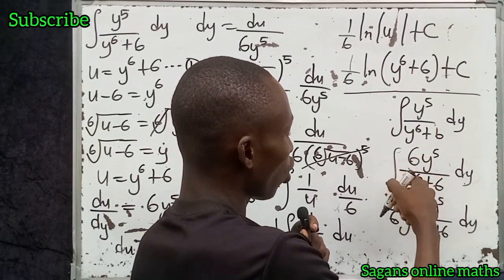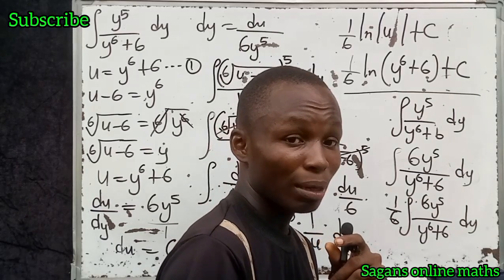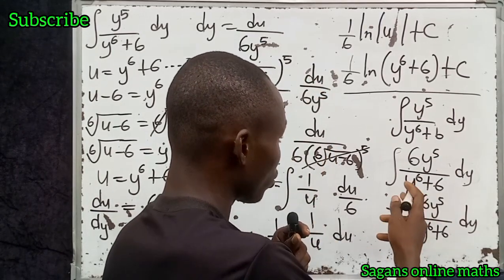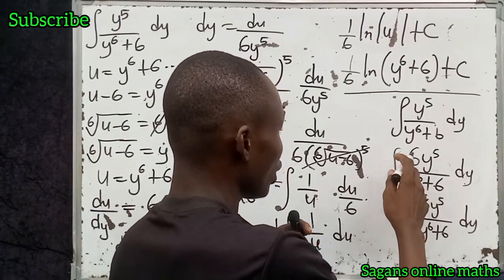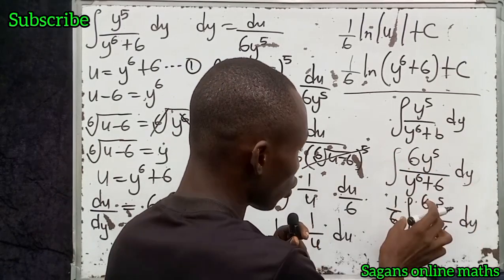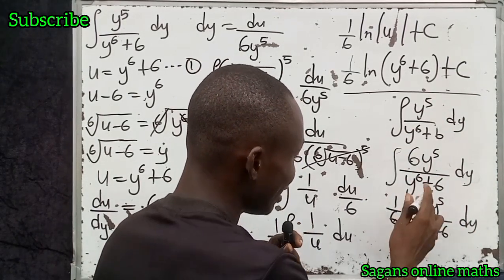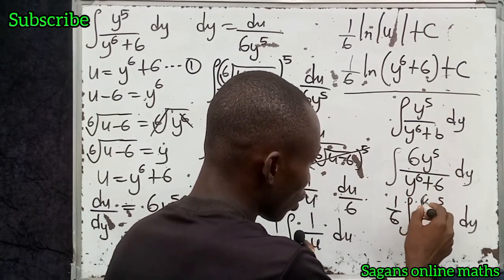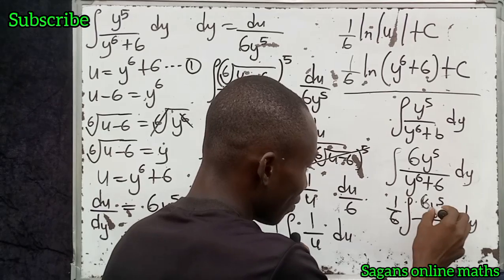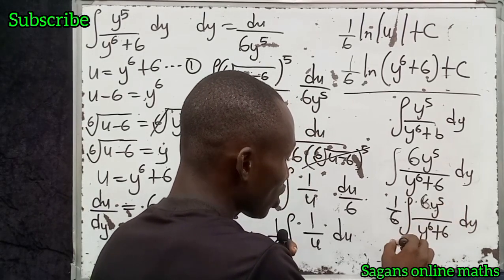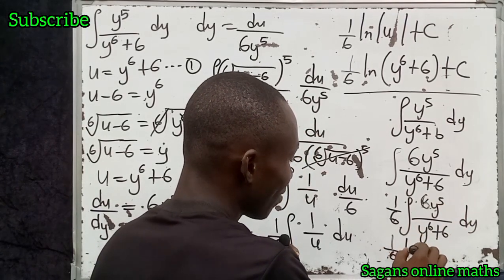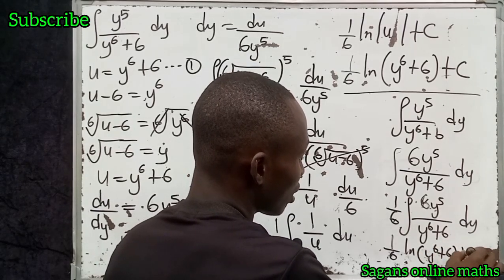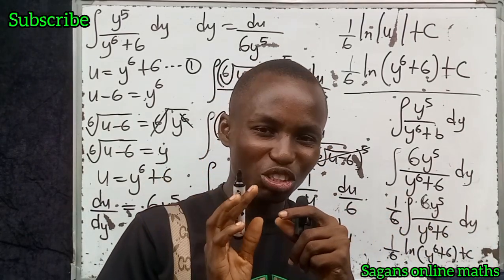But if you multiply it by 6 and don't multiply it by the reciprocal of 6, which is 1 over 6, that means you are wrong. That function is entirely another function, but this function is the same as the original. Now, here we have 6y to the power of 5. If you differentiate the denominator now, I'm going to have exactly this, right? So what I'm going to do is just take 1 over 6 ln of the denominator, which is y to the power of 6 plus 6, plus our integration constant c. And that is it. Very interesting, right?